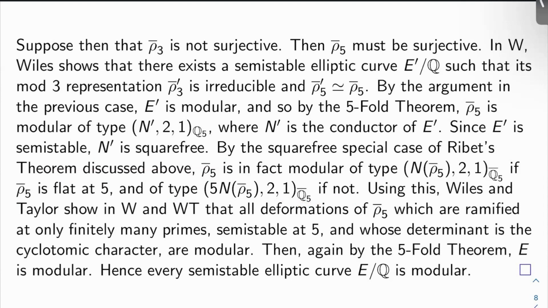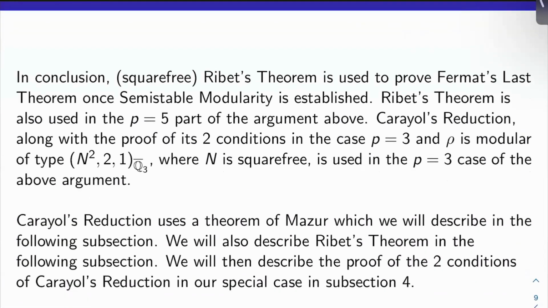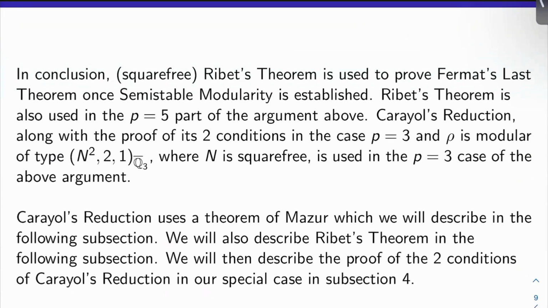And so using this, Wiles and Taylor show in the original argument that all deformations of rho bar 5, which are ramified at only finitely many primes, semi-stable at 5, and whose determinant is the cyclotomic character, are modular. So very similar to the above. Again, a lot of this was talked about in a little bit less detail in chapter 1 of my notes. So again, by the fivefold theorem, E is modular. Perfect. So then in any case, every semi-stable elliptic curve E over Q is modular.